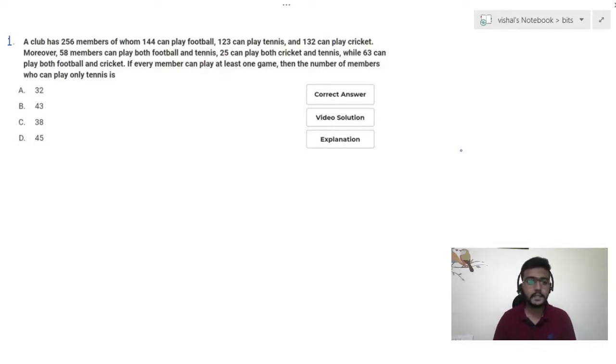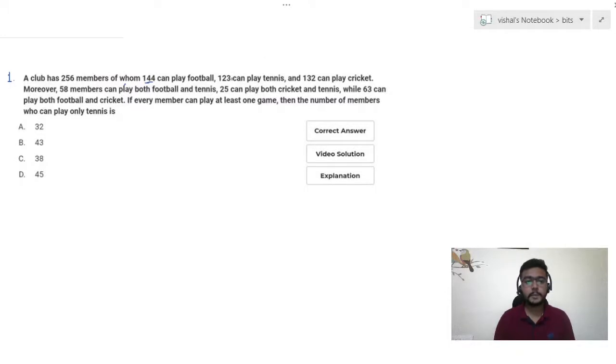It is given that a club has 256 members, of whom 144 can play football, 123 can play tennis, 132 can play cricket. Moreover, 58 members can play both football and tennis, 25 can play both cricket and tennis, and 63 can play both football and cricket. If every member can play at least one game, then the number of members who can play only tennis is given by. So this was asked here.